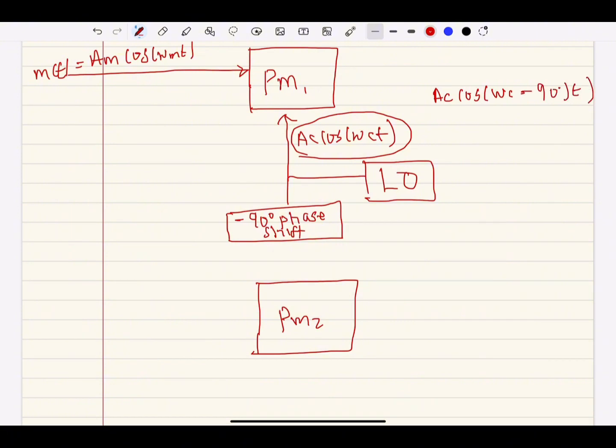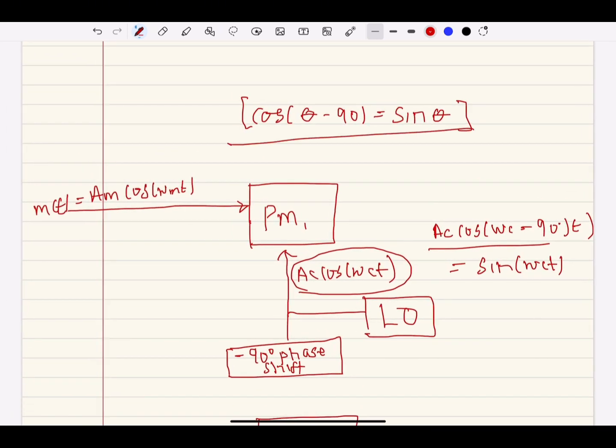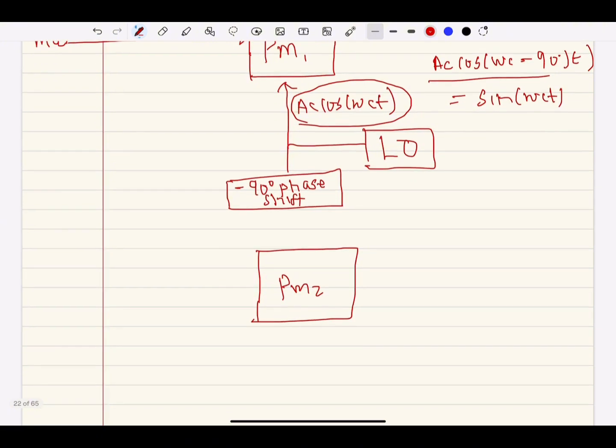This is the phase shift. We have phase shifted this signal, and we all agree that it's equal to sin ωc t, as I illustrated over here. So now this local oscillator produces a carrier signal which is phase shifted by minus 90 degrees, and the resultant is going to be Ac sin ωc t.